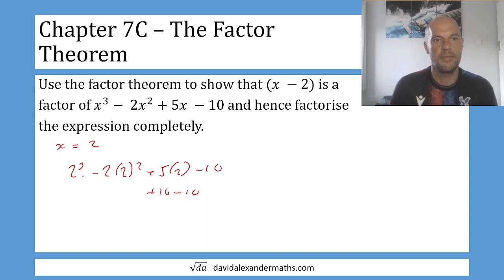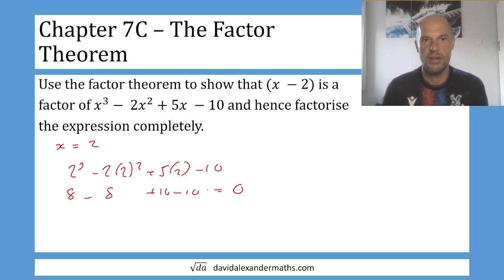So we've got 2 times 2 times 2. And in fact, we can see that this is the same as 2 cubed anyway. 2 times 2 times 2 is 8 minus 2 squared, which is 4 times 2, which is 8. 8 minus 8 plus 10 minus 10 equals 0. There we go. So we know that x minus 2 is a factor, and hence factorise the expression completely.